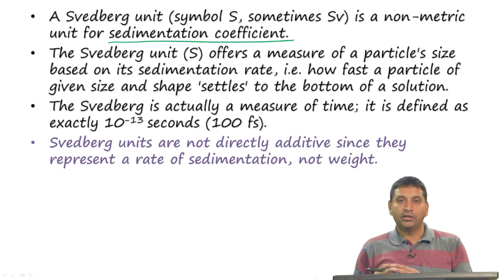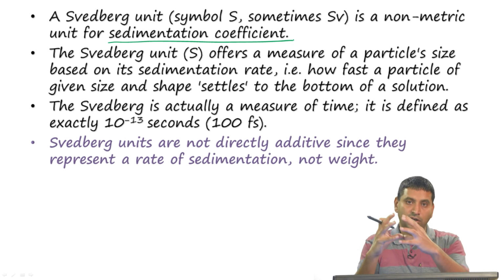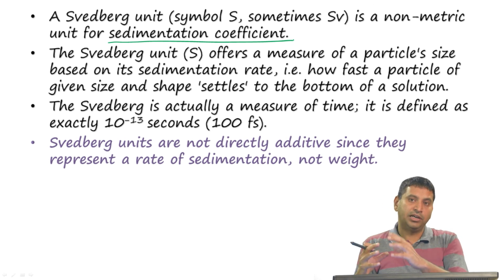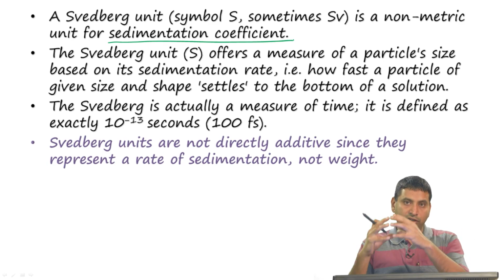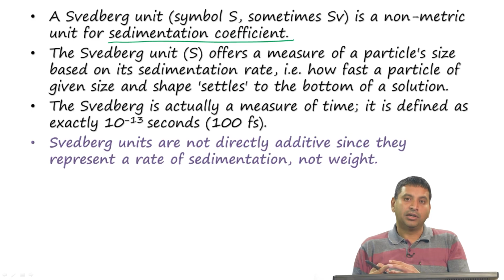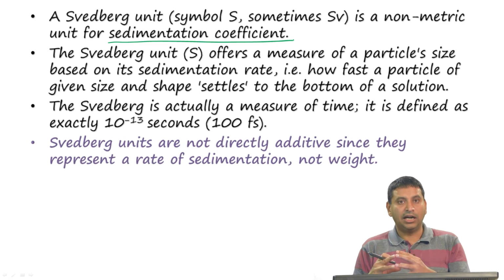So, Svedberg units are not directly additive, since they represent a rate of sedimentation and not weight. And so, it is quite logical that a 60S subunit and a 40S subunit combine and form a new subunit, which can sediment at a rate which is higher than these two, right, because they are probably larger, but this is not an additive property, in that 60 and 40 will have to add to give 100.